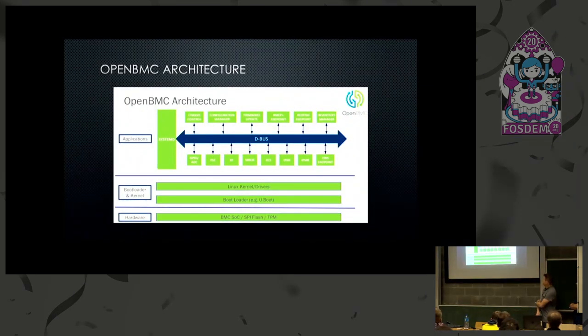When it comes to the architecture, we have our BMC chip and all its physical connections. Then there's U-Boot that loads the Linux kernel and drivers. And at the top, we have the application layer. Each feature is implemented as a service or multiple services that communicate with each other over D-Bus. All of the services are managed by systemd. And the whole distribution is built using Yocto.